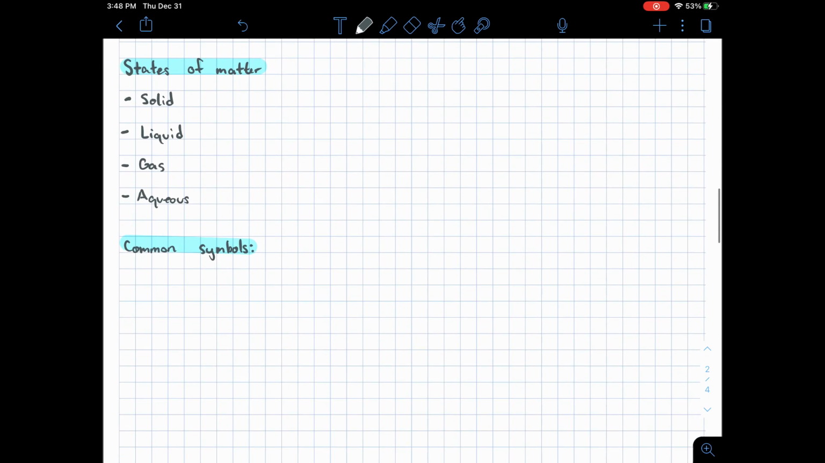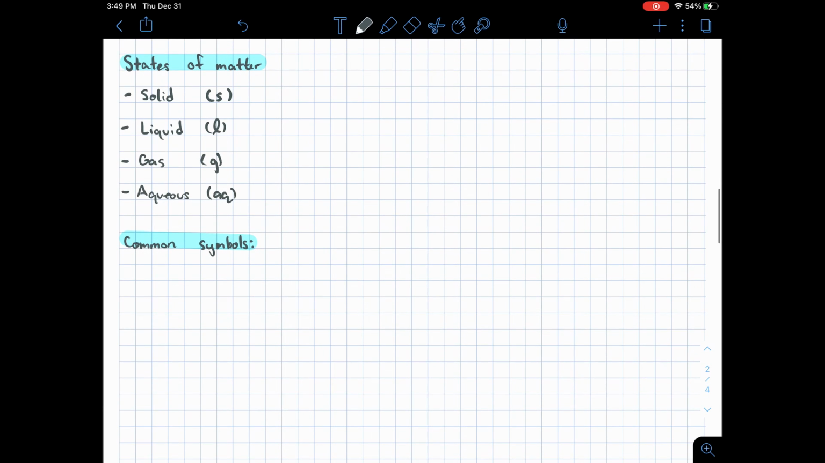Now, there are 4 states of matter that you should remember. There are solid, liquid, gas, and aqueous. The way you denote these, as you saw above, is with brackets after each chemical molecule. So, for solid, it's denoted with a lowercase s inside of brackets. With liquids, it's a cursive L. With gas, it's just g in brackets. And with aqueous, it's aq. So these are just 4 states that you should remember.